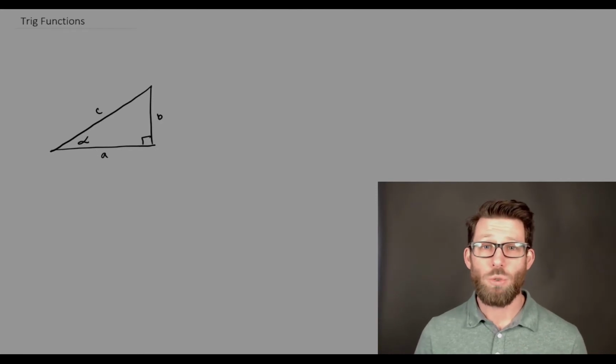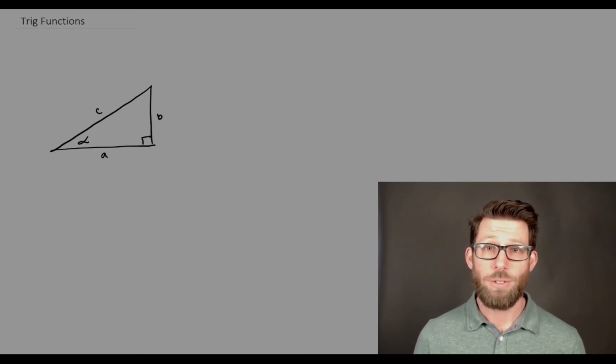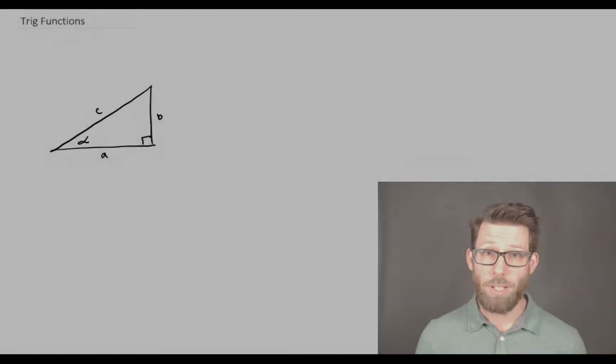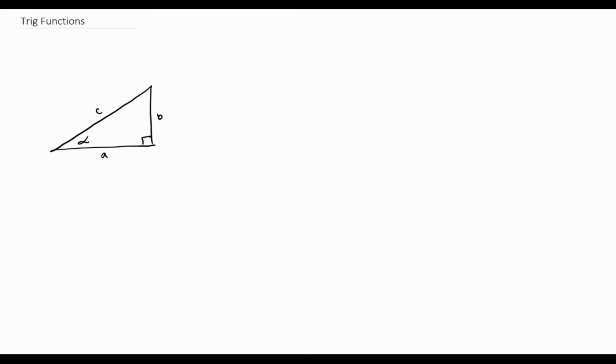Trigonometric functions describe the relationship between the angles and the sides of a right triangle. So let's go ahead and see how those relationships line up and how we can utilize trigonometric functions to find those missing sides or angles. Looking at this right triangle, we have three sides, a right angle, and then this angle alpha.